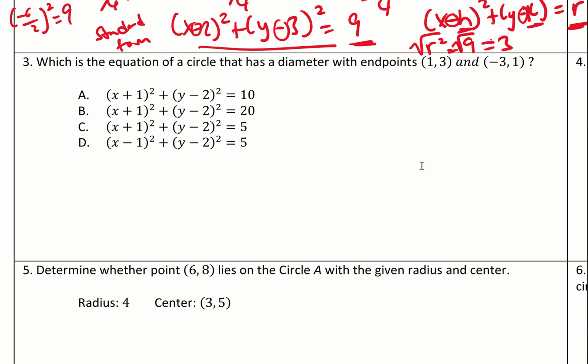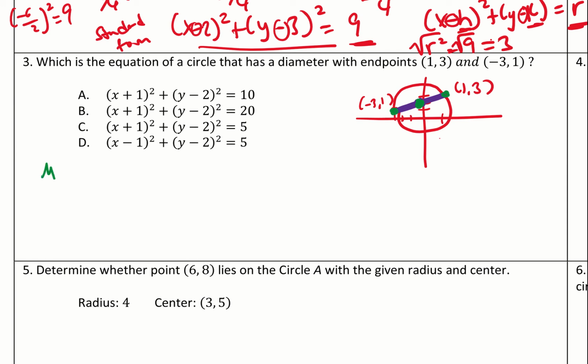All right, so it says, which is the equation of a circle that has a diameter with endpoints 1, 3, and negative 3, 1? So just to provide you with a quick graphic here, these are the endpoints of my diameter. So this right here is my diameter, which means that halfway between those 2 points is my center. So I need to find the midpoint between these 2 points in order to get my center.